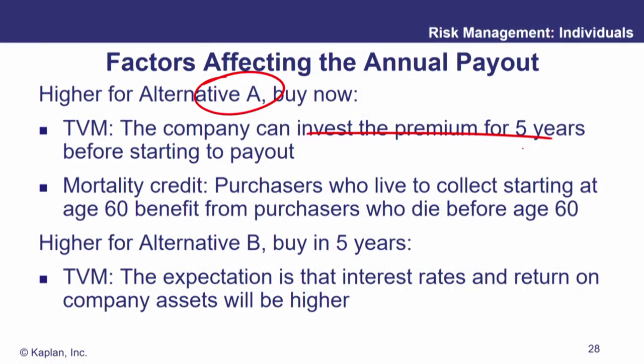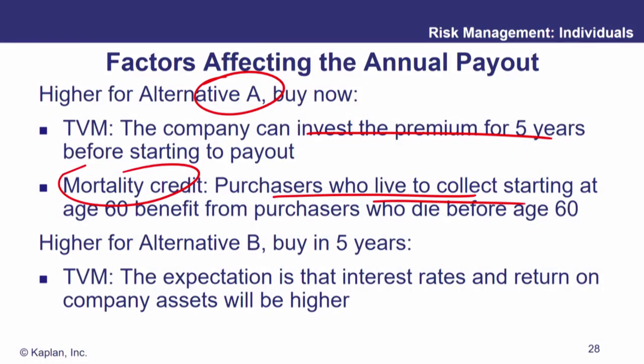We also, though, have to think about the mortality credit. If we buy it now and we stay healthy and are still alive, we're going to be collecting starting at age 60. But some of the people who buy these policies now won't make it to age 60. They will die prematurely. The company will have taken that into account. We will be earning a mortality credit, and it would be reflected today in what our promised payout is going to be.